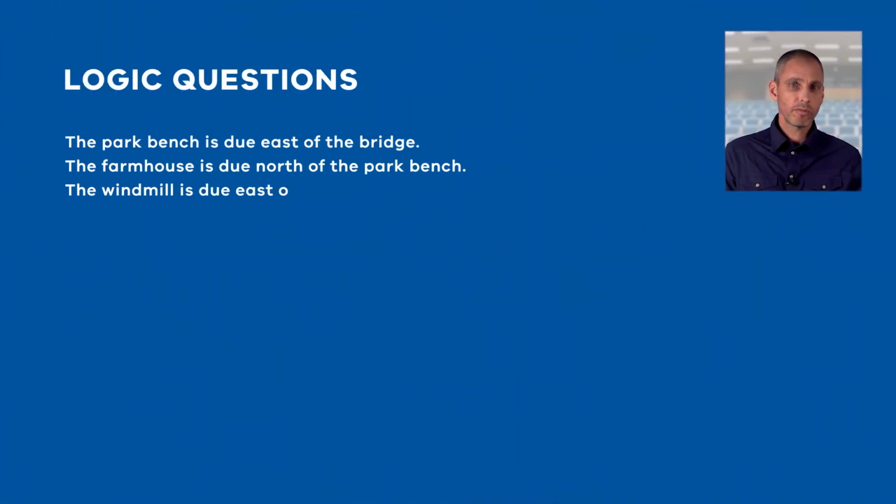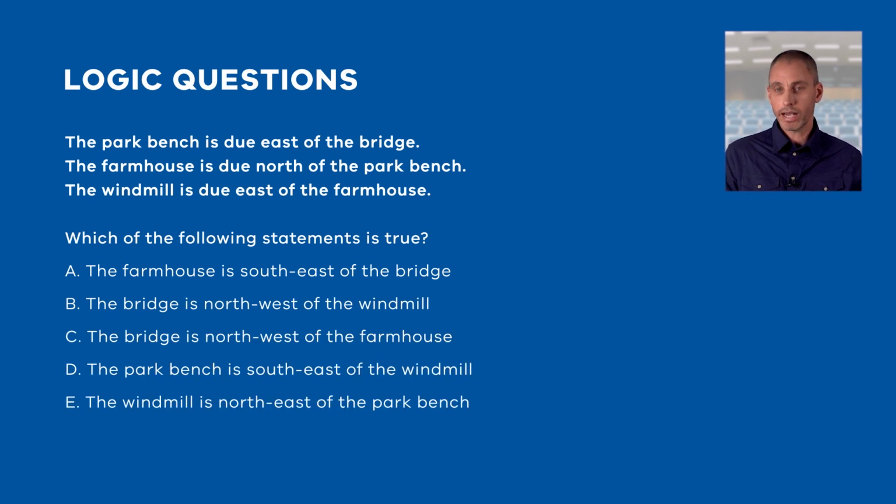With these types of questions, you might benefit from drawing a quick diagram, like we've done with our example, to help you clarify your logic. This is a different type of logic question where you need to select one correct answer. The question contains statements about the positions of 4 objects in relation to each other. The 4 objects are a park bench, a bridge, a farmhouse and a windmill. You need to find the statement in the answers that correctly describes the position of one of these objects relative to another. Because this question is about position, drawing a diagram may help you to find the correct answer.